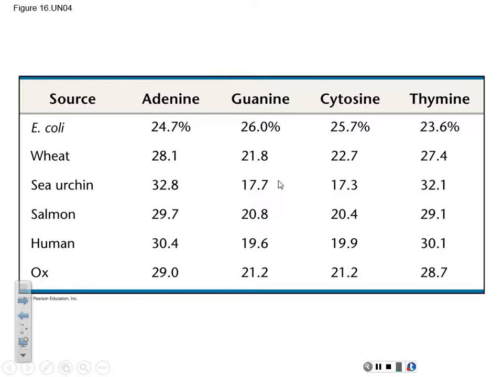Oh, this is Chargaff's rule, by the way. So those numbers are consistent with Chargaff's rule. Okay, so here's one of the sea urchins. Look at that. This number for adenine is the same as thymine. This number for guanine is the same as cytosine, for all intents and purposes.